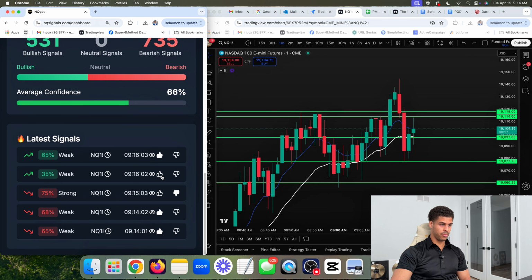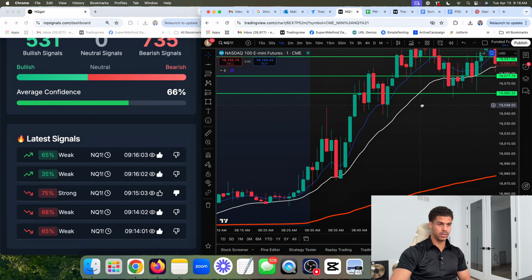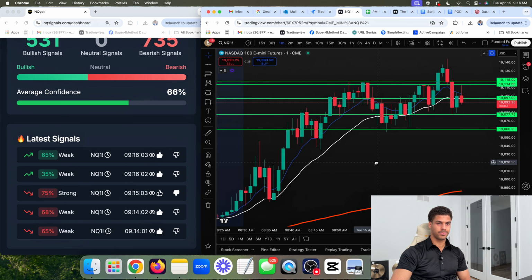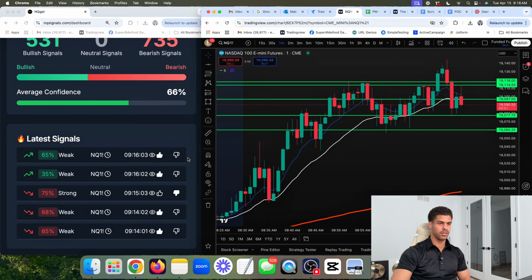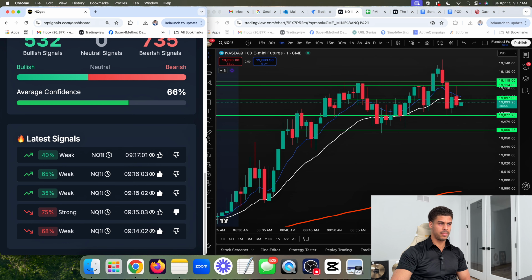This is exactly what I want, is when it's choppy like this to not have a ton of confidence. And then once we get price to start moving, and it will, movement like this, then we get more confident signals. While we're waiting, let's watch this signal here. Technically that was still a good signal. Long.